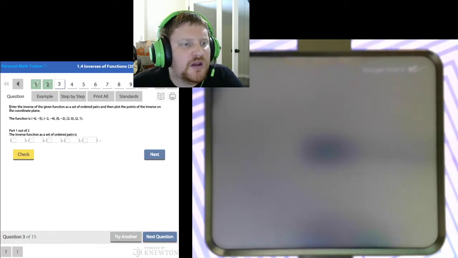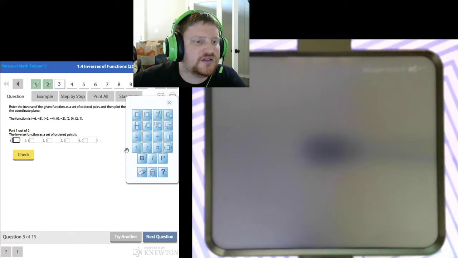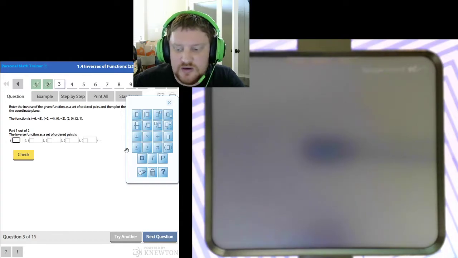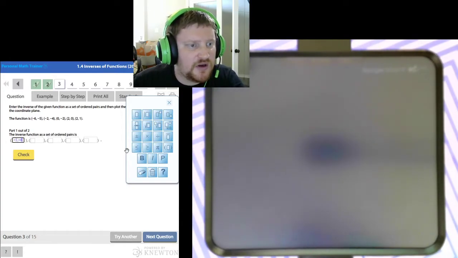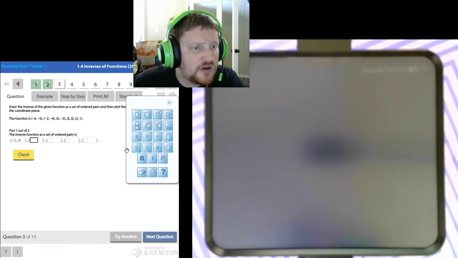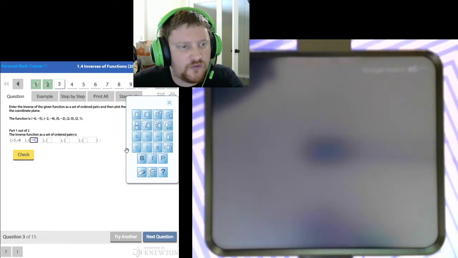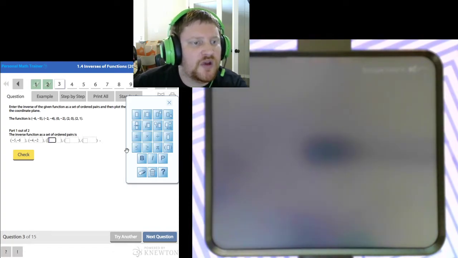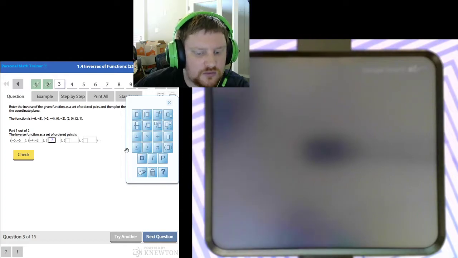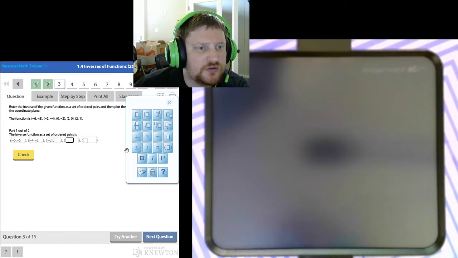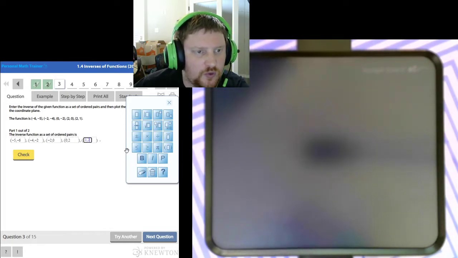Number 3. Enter the inverse of the given function as a set of ordered pairs, and then plot the points of the inverse on the coordinate plane. Okay, so this is kind of cool. We're just going to take each of these points and reverse them. So we have -6, -5. We're going to have -5, comma -6. And we had -2, 4, so we'll have 4, comma -2. We have -2, 0. It was 2, 0, so now we're going to have 0, comma 2, and finally it was 2, 1, so we'll have 1, 2.